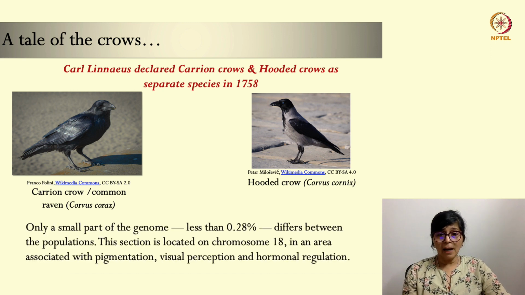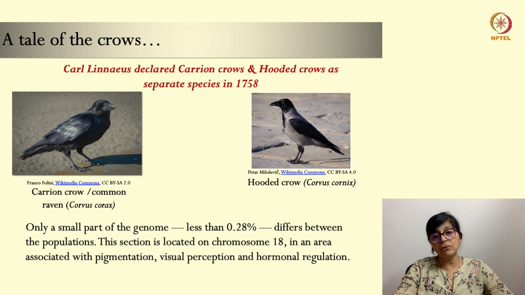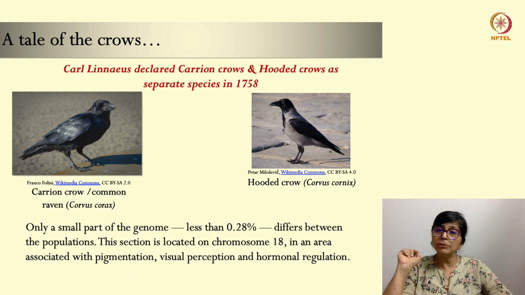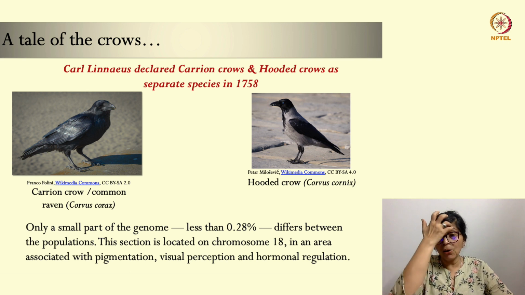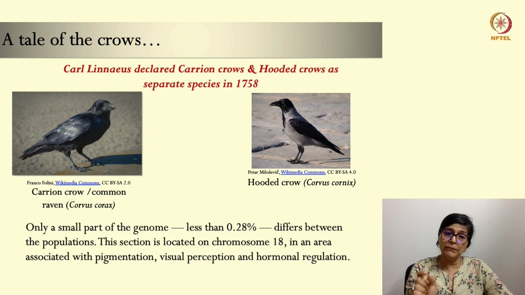So when scientists started looking into the genome of these two crows, they found that only a very small part, you can see 0.28% of their genome, differs between these populations. So it's almost the same species, but not the same species. This section of the genome is located on chromosome 18 in an area associated with pigmentation, visual perception, and hormonal regulation. So you can see how a very minute section of the genome, if it is differing, even then it can become a separate species.